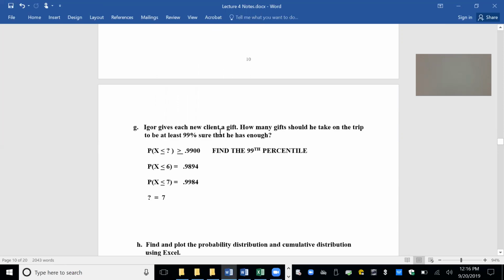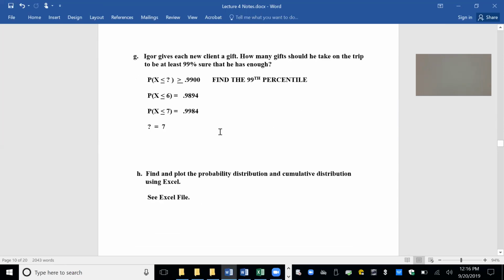So that's how we use our cumulative table. So if we determine that something is binomial, it's great. We got a formula for the expected value. We got a formula for the variance. We got tables to look up probabilities. The binomial is our friend. It makes things go much quicker.